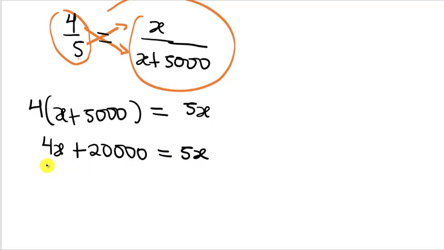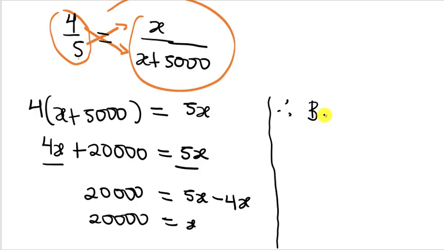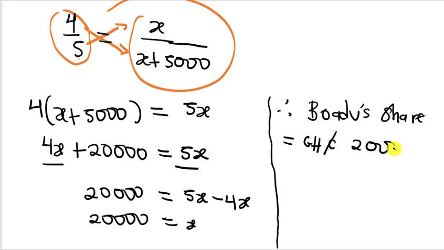We try grouping terms because we have 4x here and 5x here, so we put the x at one side. We are going to have our 20,000 being equal to 5x minus 4x. Therefore, we are going to have 20,000 being equal to x. What is x? X represents Boedu's share. Therefore, we have Boedu's share to be equal to 20,000 Ghana cedis.